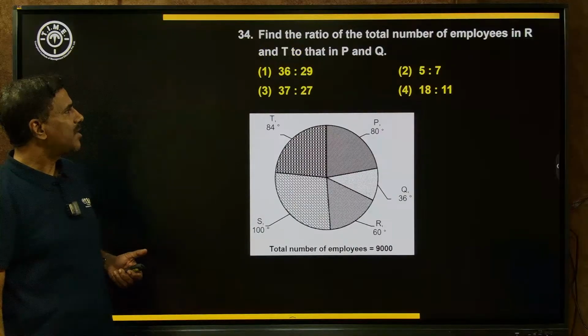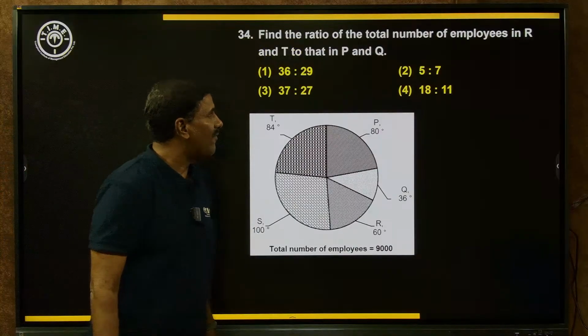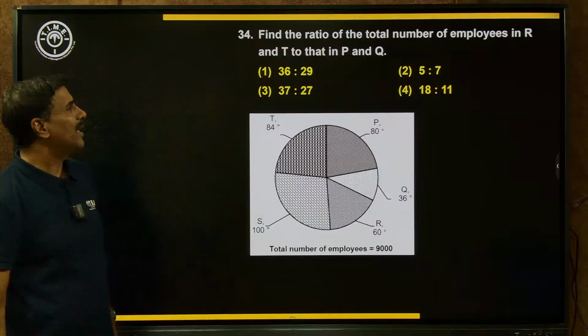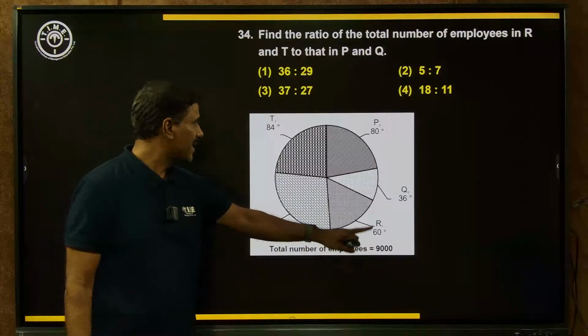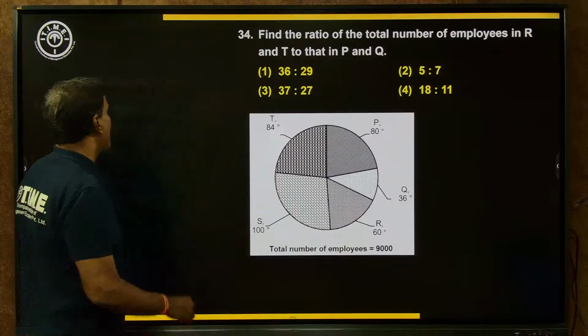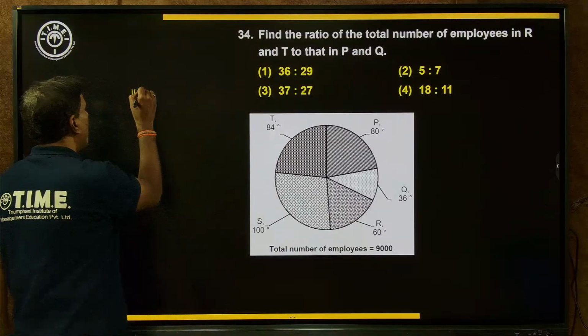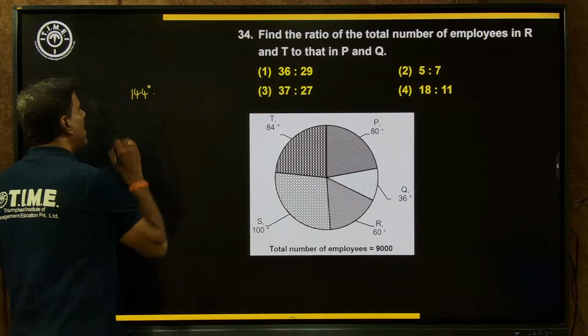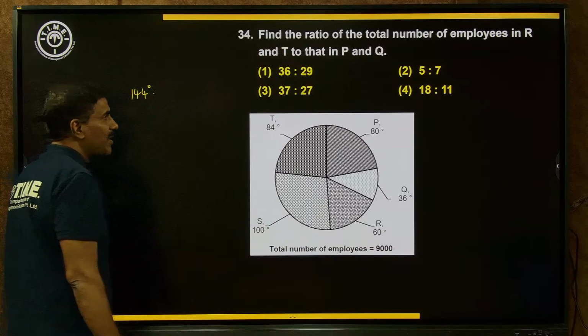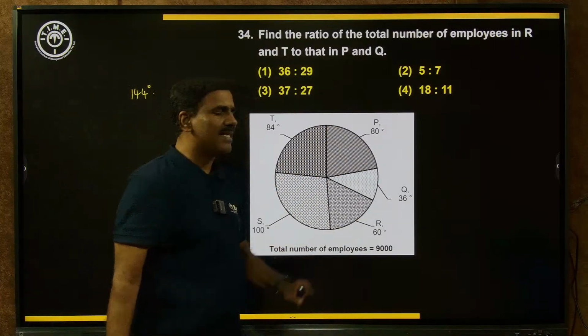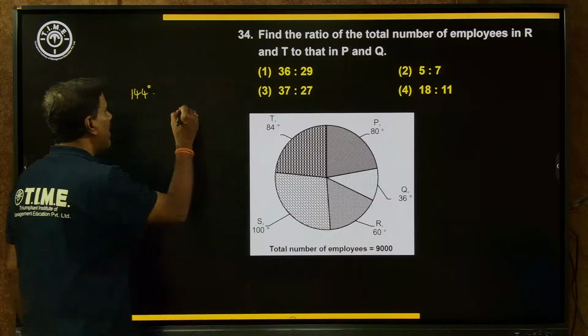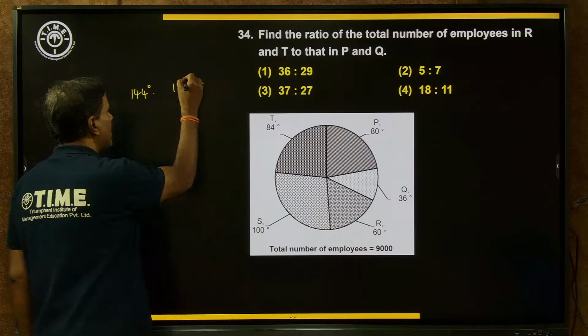Right. The next one. Find the ratio of the number of employees in R and T to that in P and Q. One important point: R has 60 degrees presence, T has 84 degrees presence. So 60 plus 84, 144 degrees is the total for those two. What about the other two companies, P and Q? P has 80 degrees, Q has 36 degrees. Put together it will be 80 plus 36, 116 degrees.